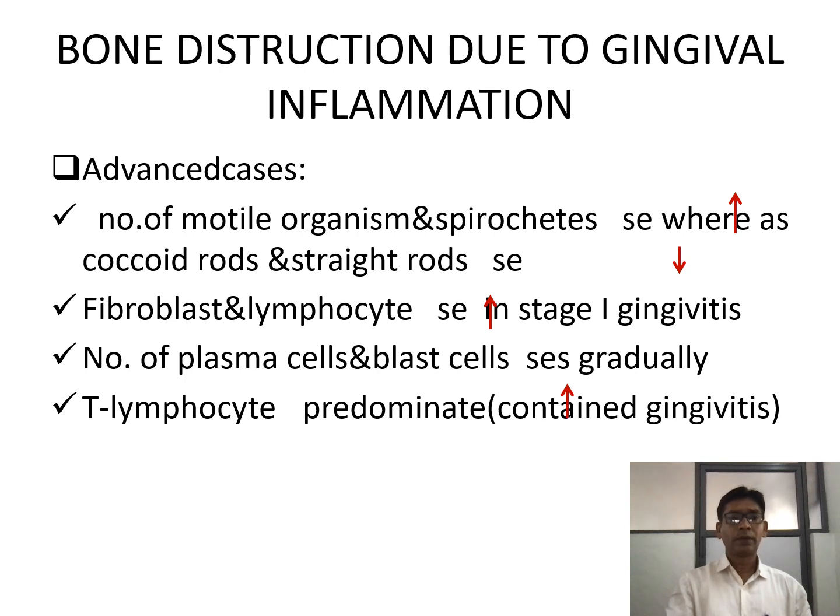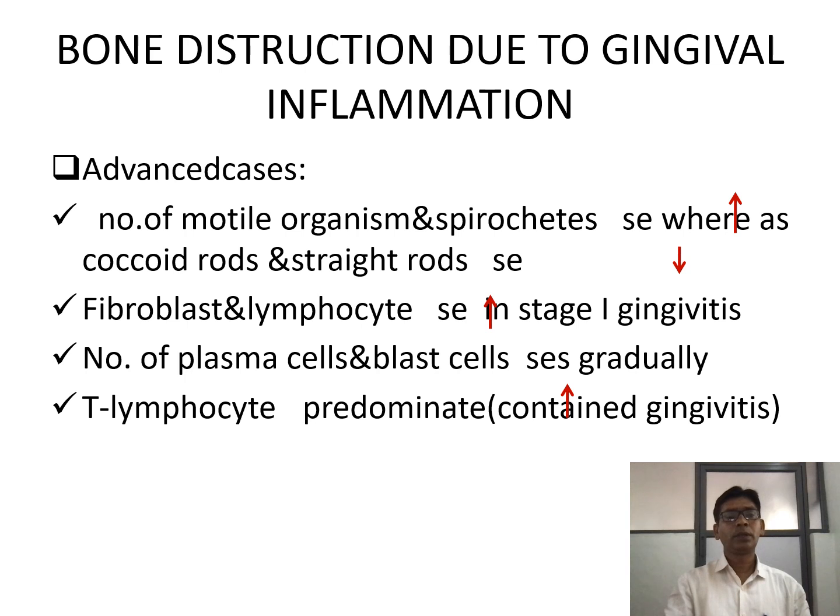the end stage of gingivitis, wherein the fibroblasts and lymphocytes from the gingivitis stage 1 will shift to what we call the end stage of gingivitis, where the number of plasma cells and B lymphocytes will increase. Similarly, there will be an increase in T lymphocyte predominance, wherein the gingival inflammation will lead to all these changes before commencement of alveolar bone destruction or destruction of the periodontal ligament.